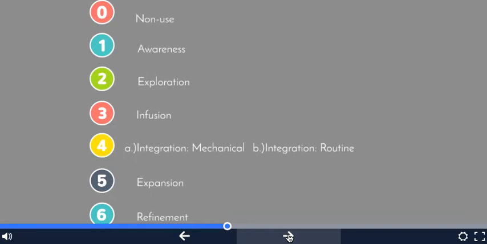Level 5 is expansion. Teachers are pulling in technology from outside sources such as NASA to enhance the learning experience. Level 6, refinement. There is no divide between instruction and technology at this point. It's a seamless relationship used to solve real-world problems. So at this point, technology is totally integrated into the classroom setting.